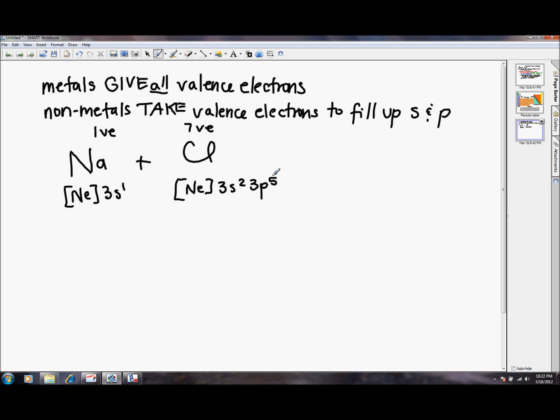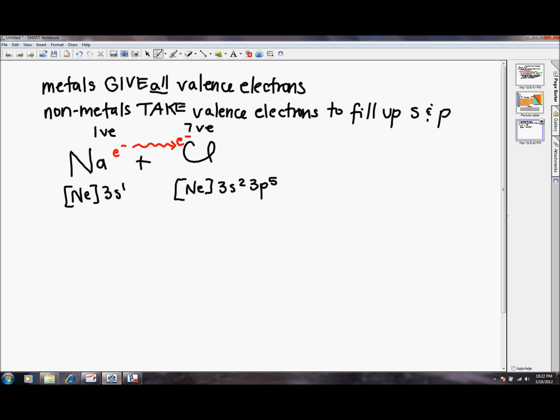So this orbital is not completely full. It can hold up to 6. So what happens here is the valence electron from sodium is going to get transferred over here and given to the chlorine atom.